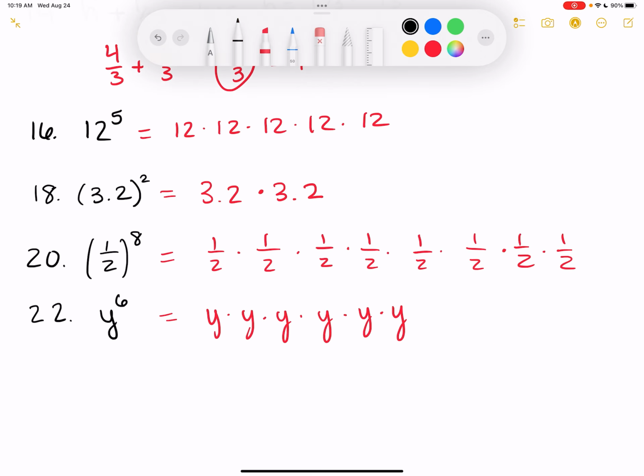All right, so 26. So I have 3 raised to the 2. So written out, that's what? Yep, 3 times 3, which is what? Equal to what? 9. Yep. So that's all you have to do for that.